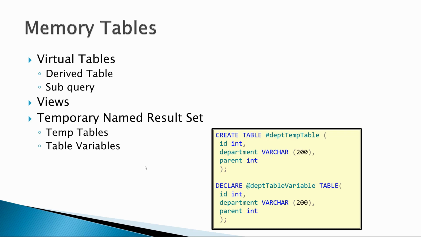Now, temporary named result sets. There's a couple of ways of doing this. One is to use a temporary table. Another is to use table variables. We can get into a whole other conversation on another day about the performance implications between those. But really, what these are is a way to grab some data out of the database and throw it into a temporary place so that it can be reused.